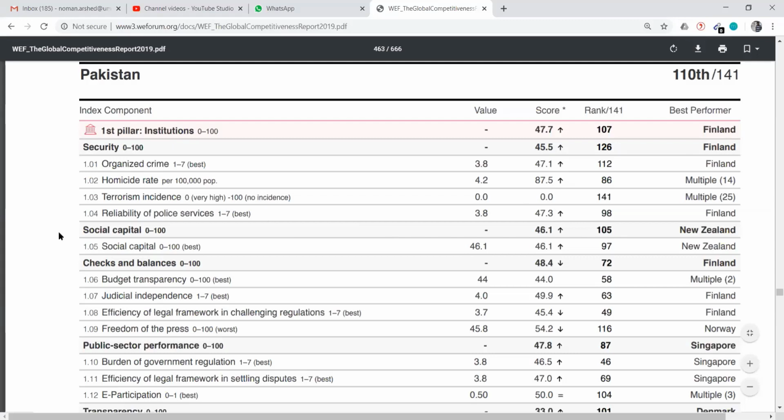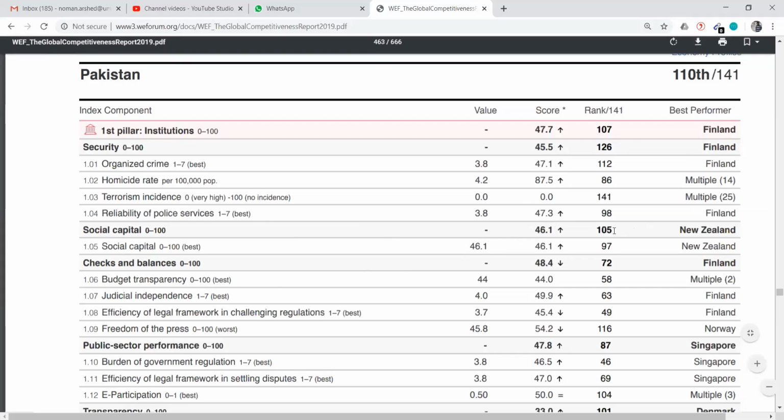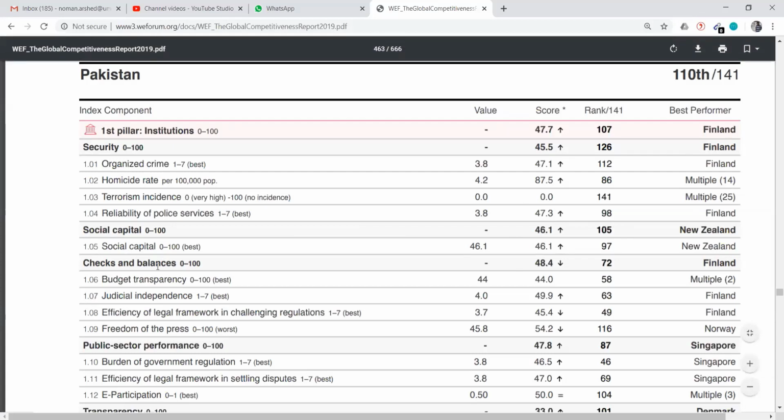Then there is social capital. Pakistan scores 46.1 and ranks 105, and New Zealand is on top. Then checks and balances, which includes budget transparency, judicial independence, efficiency of the legal framework, and freedom of the press. Out of these, Pakistan scored 48.4, which is 72 out of 141, and Finland is on top.